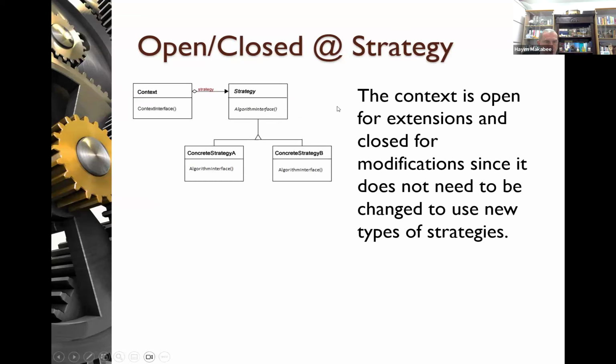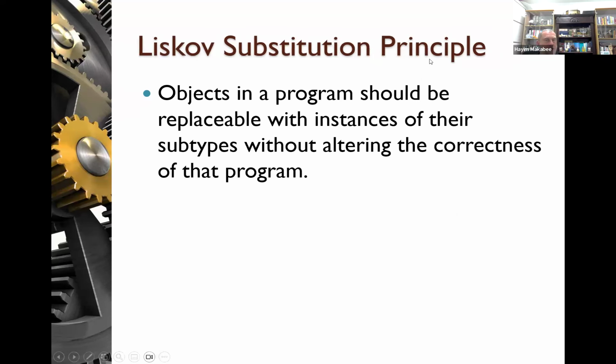Okay, so in this example, the context is open for extension, but it's closed for modification. It does not need to be changed in order to use a new type of strategy. So let's say I have strategy A and B, and now someone implements strategy C. I can use strategy C in the context. Okay, so it's open for extension. Then, Liskov substitution, as I said, was Barbara Liskov. She says that objects in a program should be replaceable with instances of their subtypes without altering the correctness of that program.